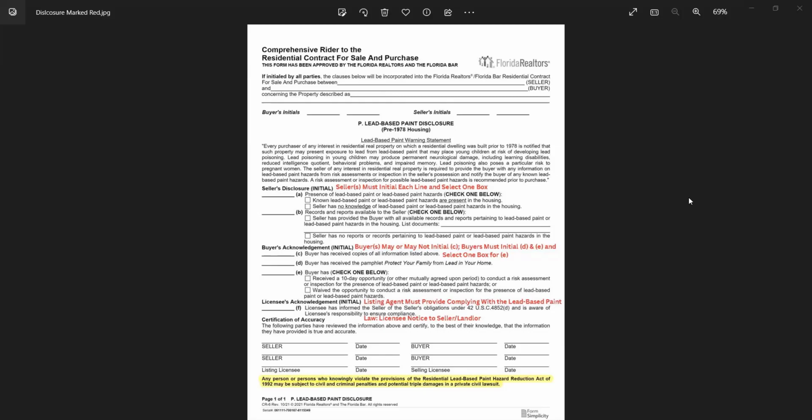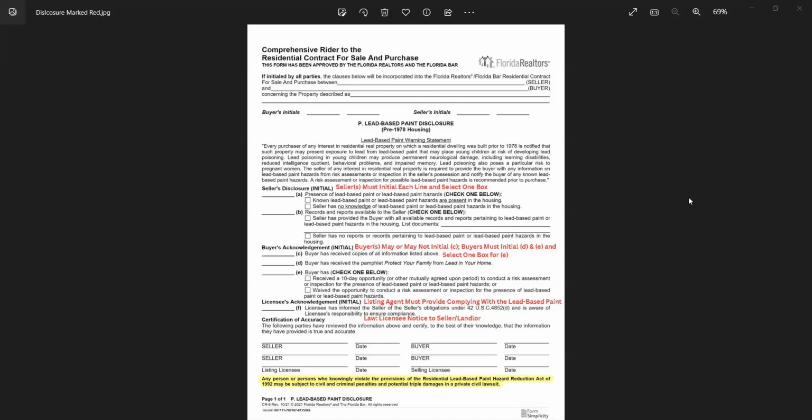If initialed by all parties, the clauses below will incorporate it into the Florida Realtors, Florida Bar residential contract for sale and purchase between, and we're going to put the seller or seller's names on the first line and the buyer or buyer's names on the second line. It goes on to say concerning the property described as, and we're going to put the address on that line. So the buyers and the sellers are going to be initialing this addendum on the top, and we have more work to do on the bottom.